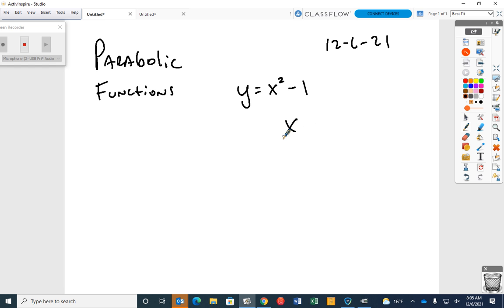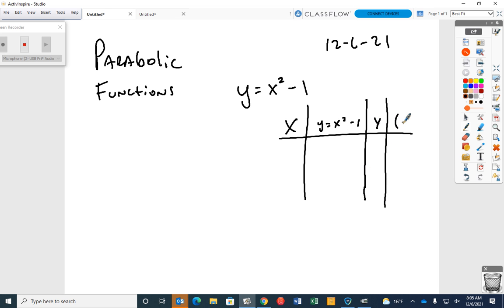I'm going to make my function table. So I have x. What goes here? Does anybody remember? The rule, right? Okay, the function. Okay, so this is y equals x squared minus 1. What goes next? Y. And then my last one is going to be what?